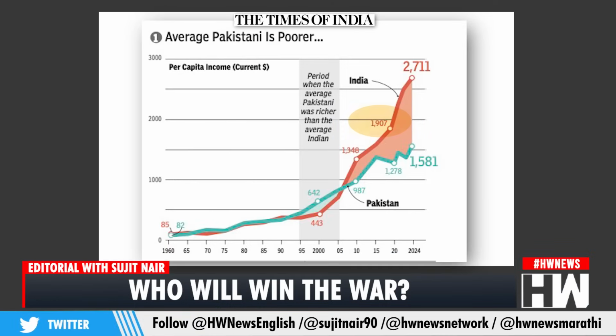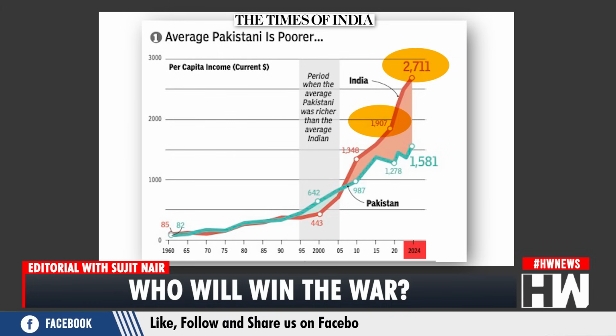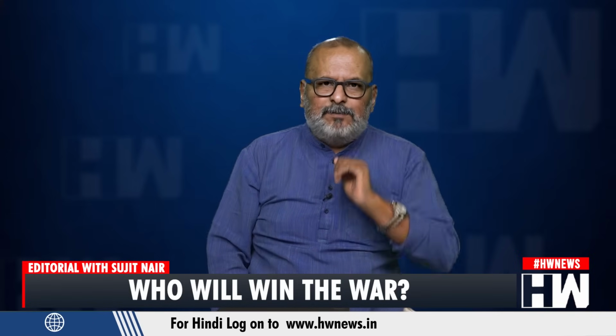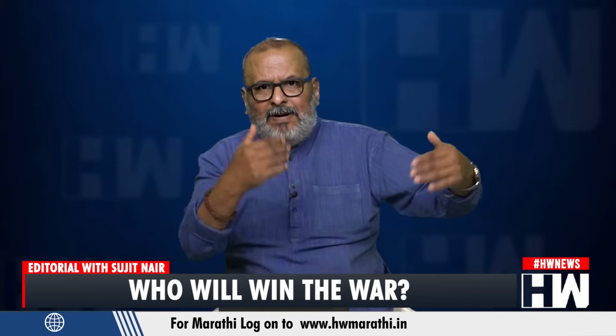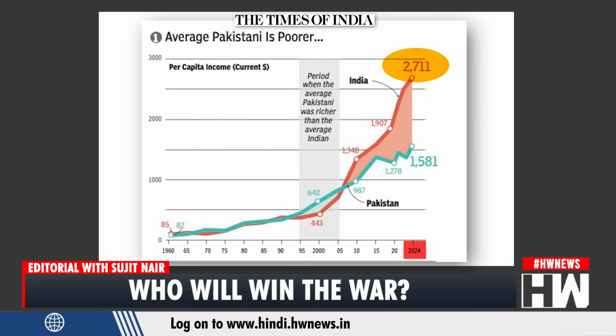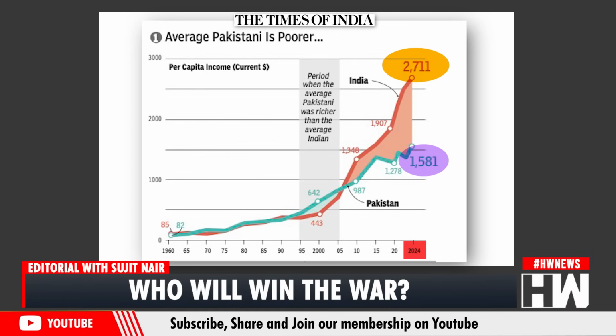We went to $1,907 in 2020 and today $2,711 is our per capita income, and Pakistan's per capita income is $1,581. They are a little more than half of what we are as far as per capita income is concerned. Now mind you, while I say this, let me put a rider. $2,711 is not a great per capita income. There are a lot of countries, including Bangladesh, which are better than us as far as per capita income is concerned. But the fact remains that from a Pakistan perspective, we are almost double of Pakistan as far as per capita income is concerned.